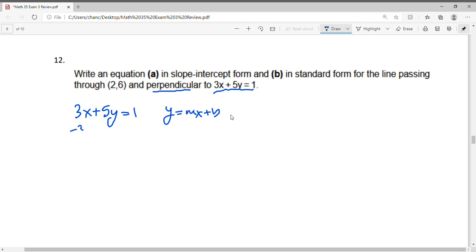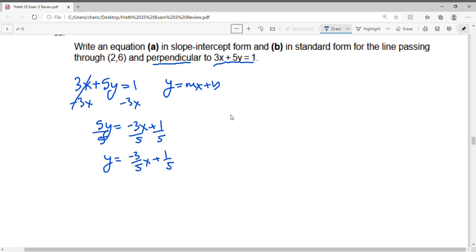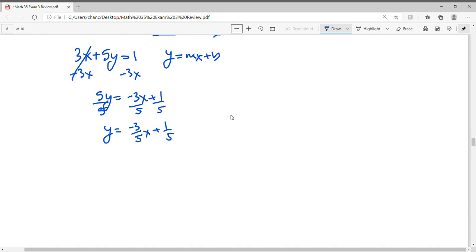So let's subtract the 3x from both sides. I have 5y equals negative 3x plus 1. Divide both sides by 5. We get y equals negative 3/5 x plus 1/5. Now all we're concerned about is the slope. What is the slope of this line? The slope of this line is negative 3/5.